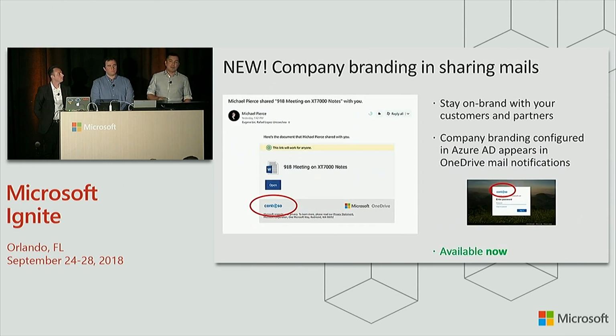You may have noticed when we showed you the sharing mail that the Contoso branding was appearing in the sharing mail. We're also introducing a new feature to make it easy for you to stay on brand by putting your company's brand into the sharing mail so that those recipients know that it came from your organization and this is like an official mail.